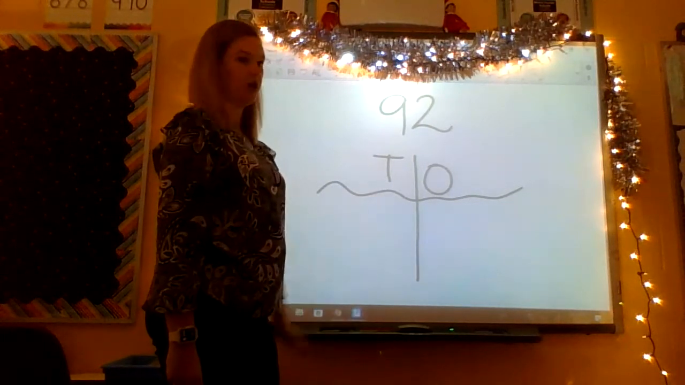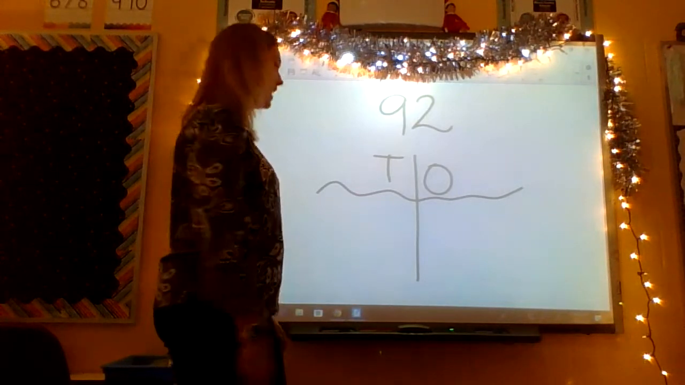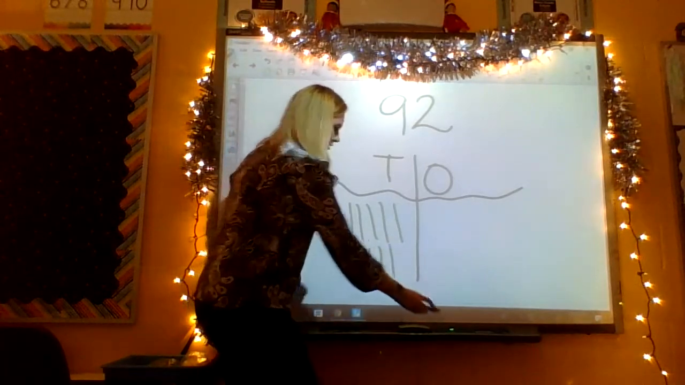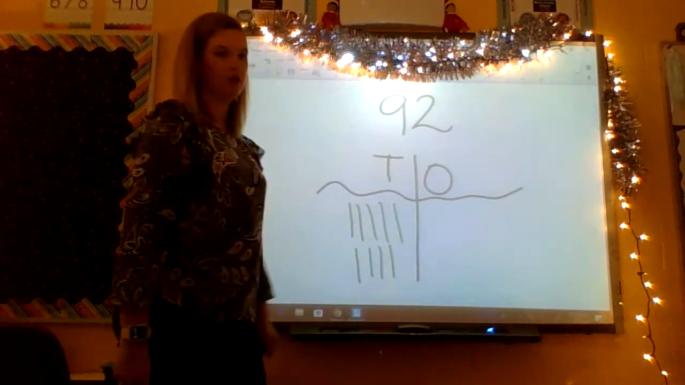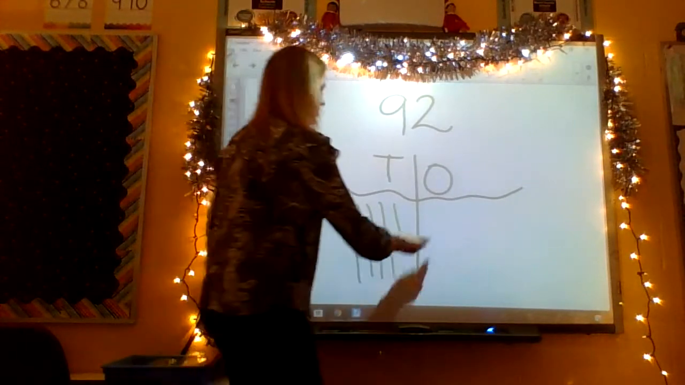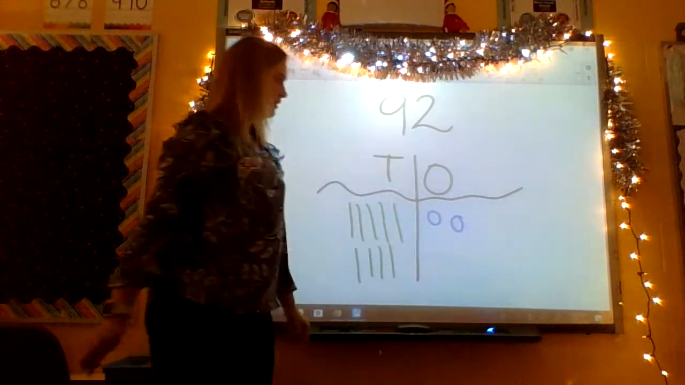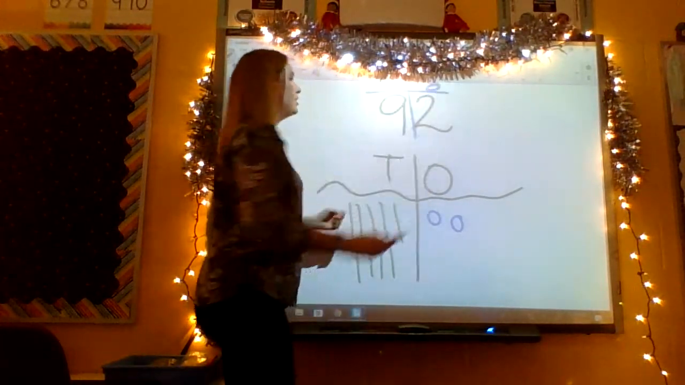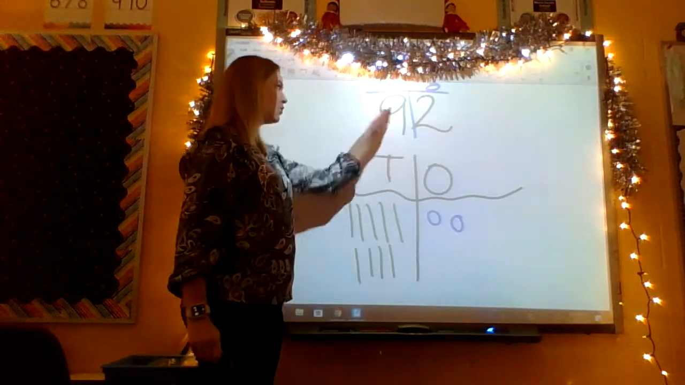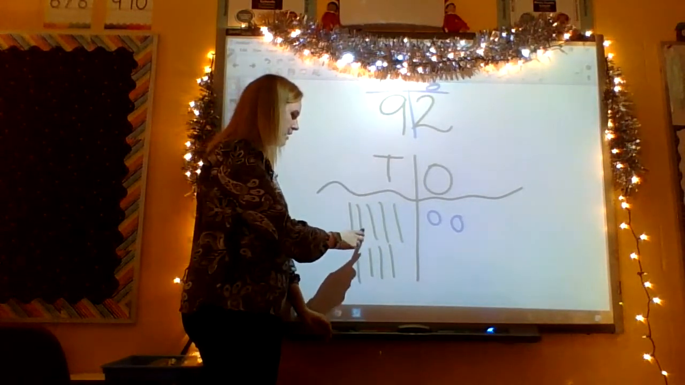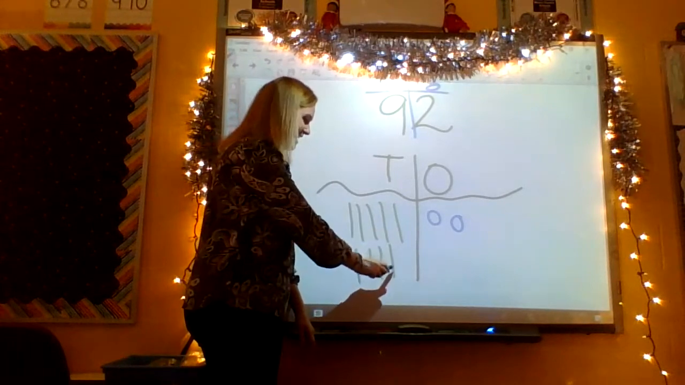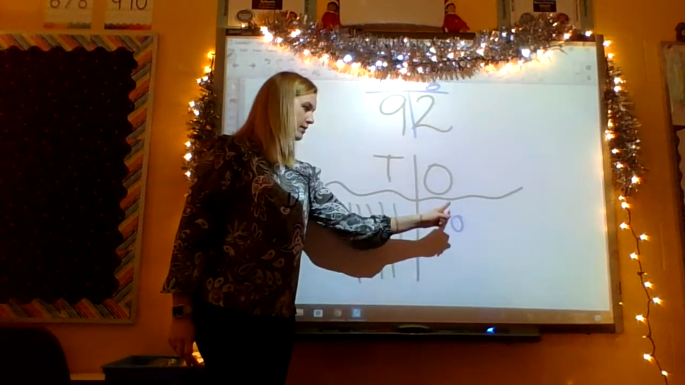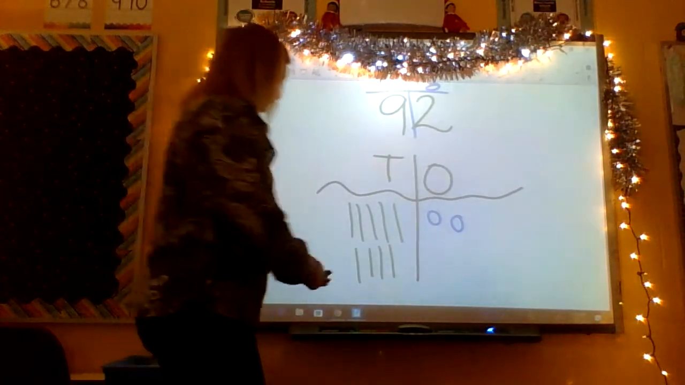How many tens am I going to draw? 9. Okay. How many ones am I going to draw? 2. So, if you put a tens and ones chart over top of your number, you would see that you need 9 tens or 90, right? That's the value: 10, 20, 30, 40, 50, 60, 70, 80, 90. And you need 2 ones. You only count by 1. 91, 92. Good job.